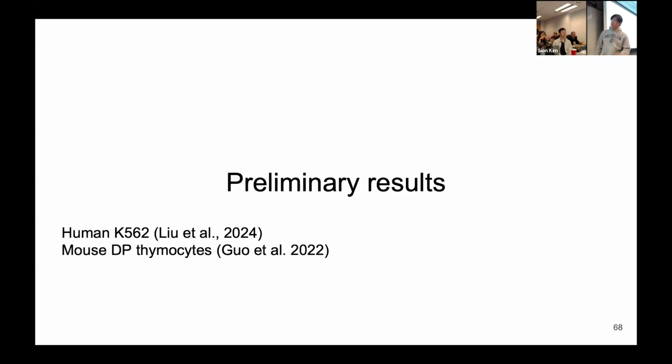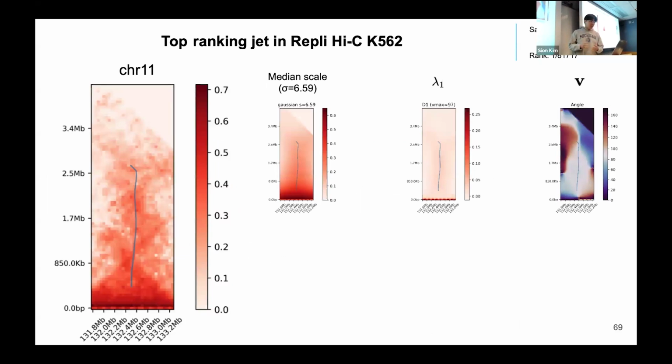So some preliminary results. We tested it on 2 cell lines. This is the top ranking in Repli-HiC K562, and this corresponds to the true jet that is reported in the paper. It's on chromosome 11, and we see the intermediary outputs of the algorithm. It chose a scale of 6.59, and relatively speaking, that's quite big.